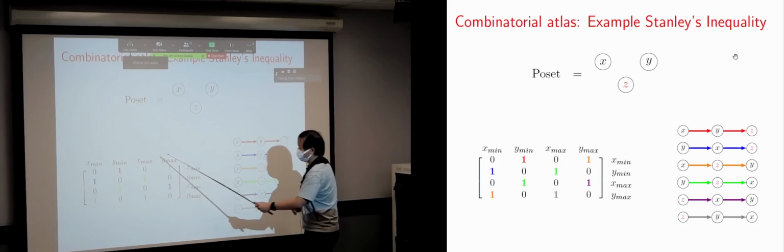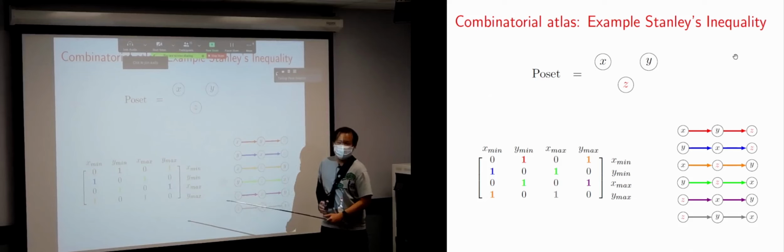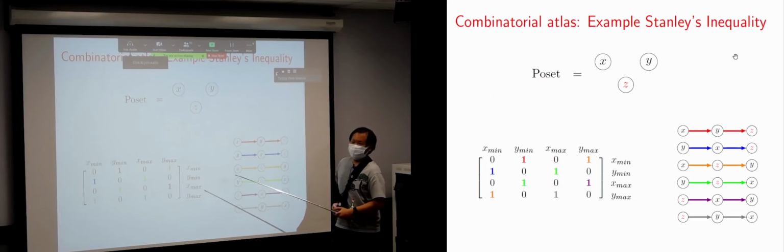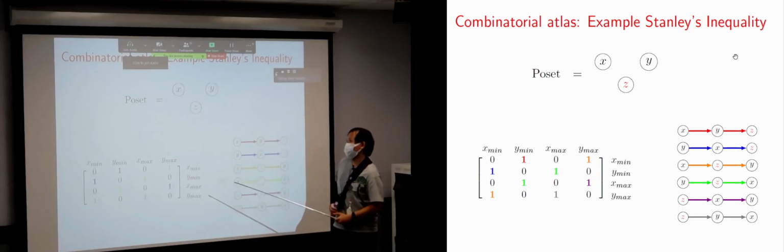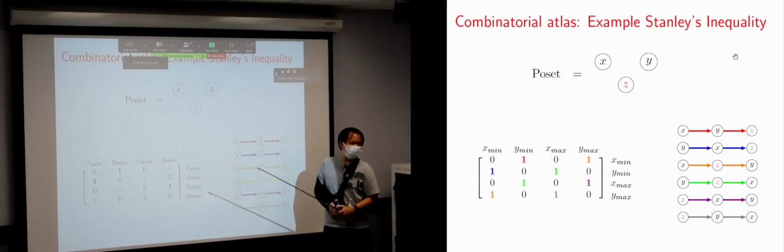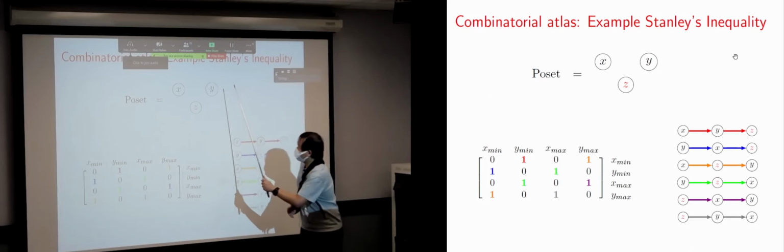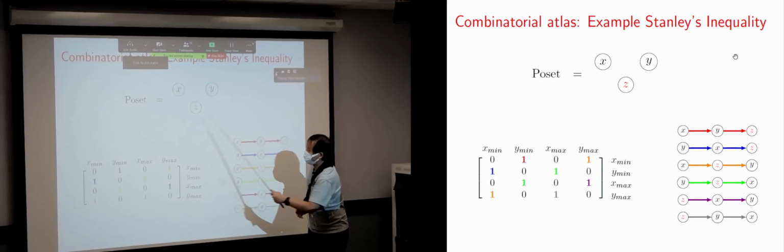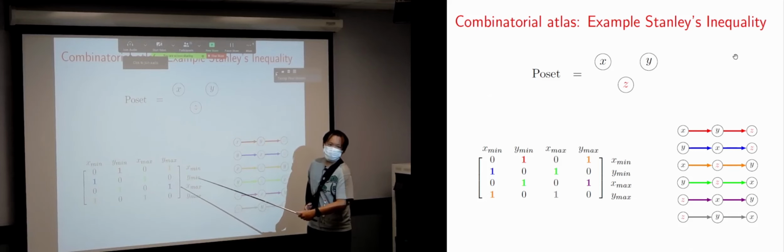I claim that all of these numbers can be defined in this way. The exact definition is quite complicated. That's why I don't put it here. But I hope that this is enough to convince you that there is a way to convert the poset into the combinatorial atlas.